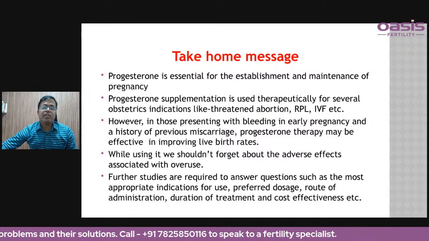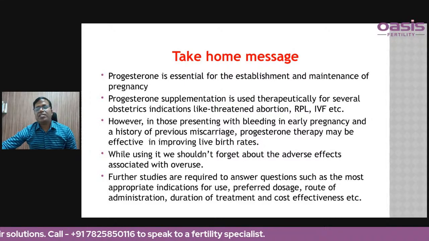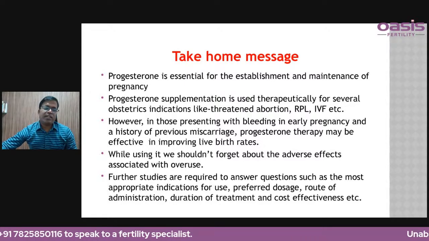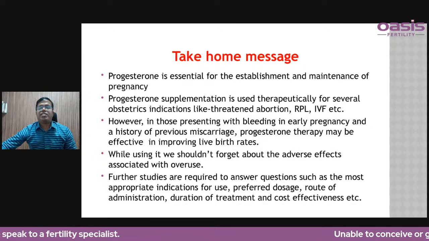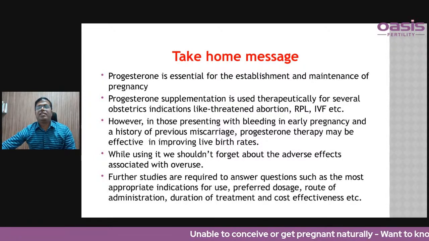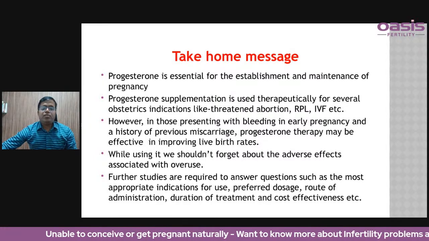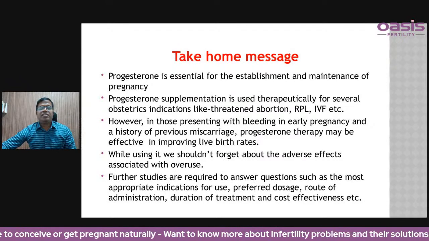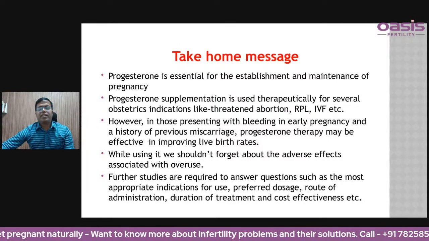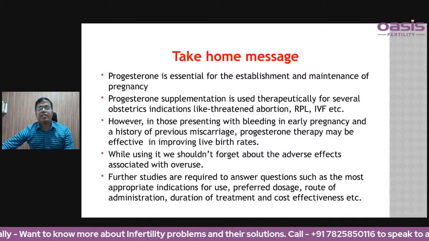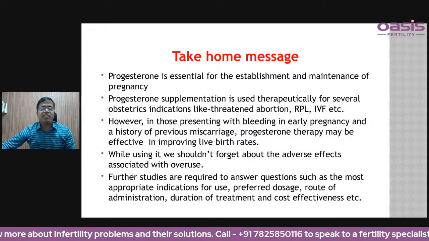So at the end, I must give some take-home messages about progesterone use in pregnancy or in the treatment of infertility. Progesterone is essential for the establishment and maintenance of pregnancy. Progesterone supplementation is used therapeutically for several obstetric indications like threatened abortion, RPL (recurrent pregnancy loss), or IVF. In those presenting with bleeding in early pregnancy and a history of previous miscarriage, progesterone therapy may be effective in improving live birth rates.